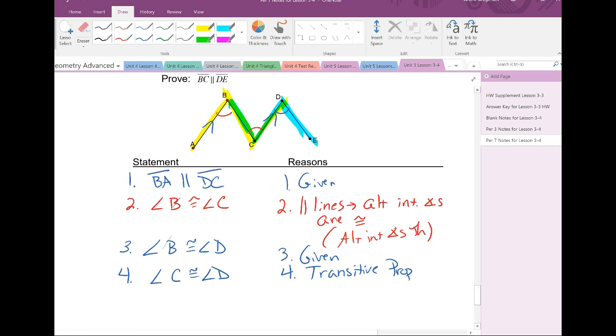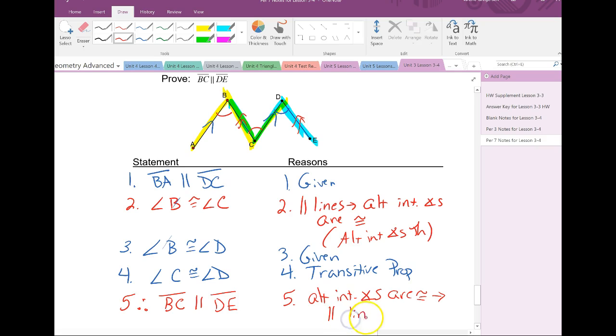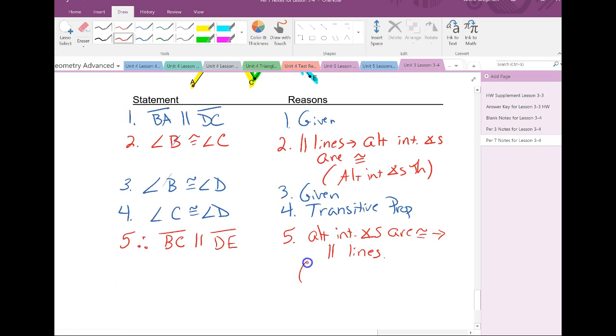Right. Are they congruent? Yes. So if alternate interior angles are congruent, what do I know about these two? That's right. They're going to be parallel. So we're at our very last statement. We know segment BC is parallel to segment DE because if alternate interior angles are congruent, then I have parallel lines. That's also called what? What do we call that one? Converse of the alternate interior angles theorem. I prefer the first way I wrote it down.